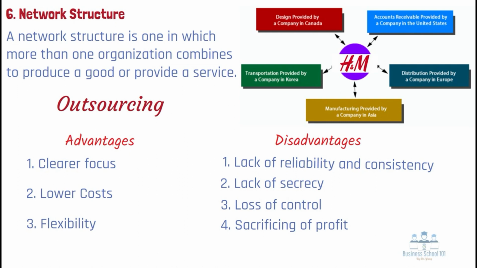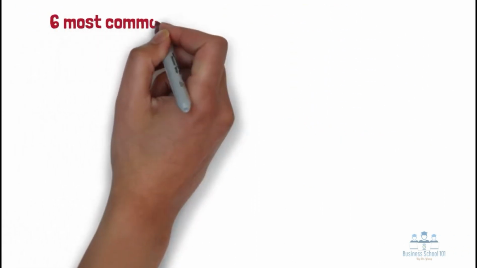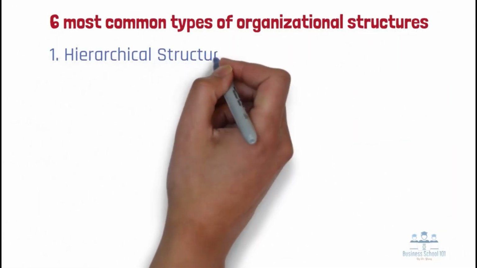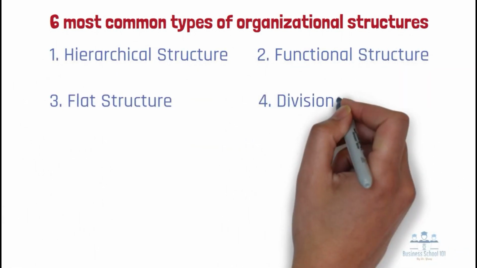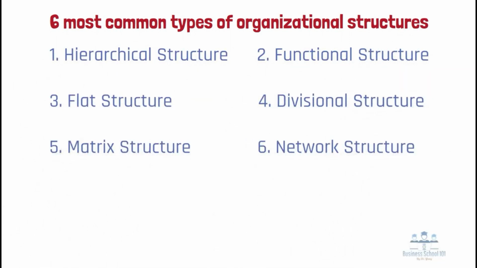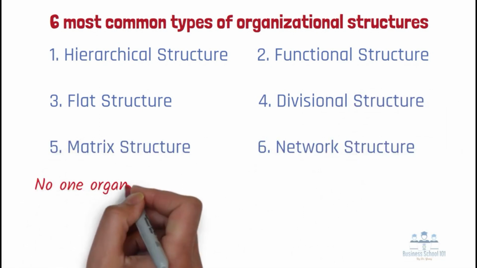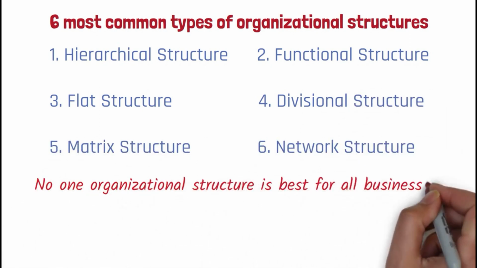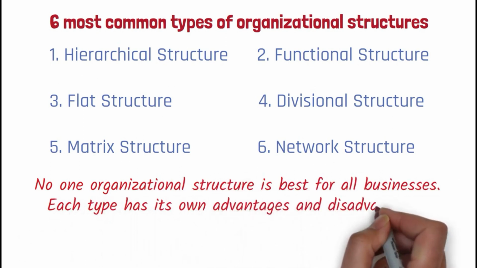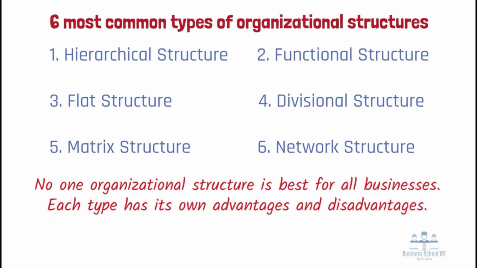To sum up, in this video, we introduce the 6 most common types of organizational structures, which include hierarchical structure, functional structure, flat structure, divisional structure, matrix structure, and network structure. Please keep in mind that no one organizational structure is best for all businesses. Each type has its own advantages and disadvantages. When determining the right one for your company, think about how much power you would like to give your employees, how much room you would like to leave for innovation, how large your company is, and how much interaction among employees matters to you.